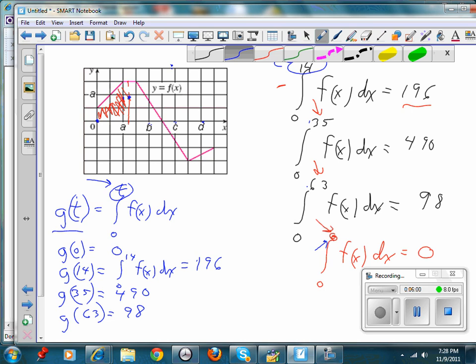Might have my scale a little wrong here, but you'll get the idea that I could create a function. It's going to be a max, like that, okay? And this could be g of t. So g of t is a function, and I just want you to get used to this kind of notation.